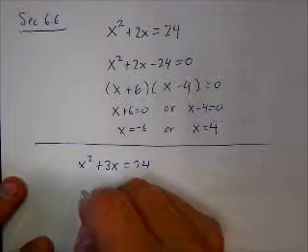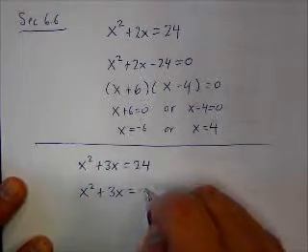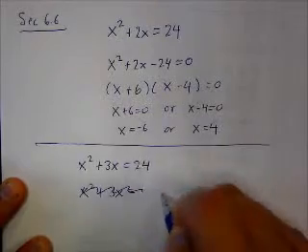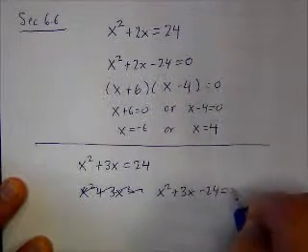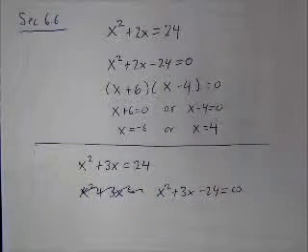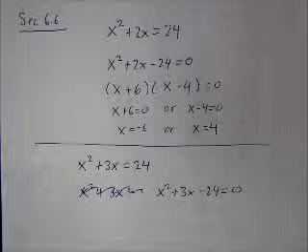We start the same way. x squared plus 3x minus 24 equals 0. But then we have a problem. What's the problem?